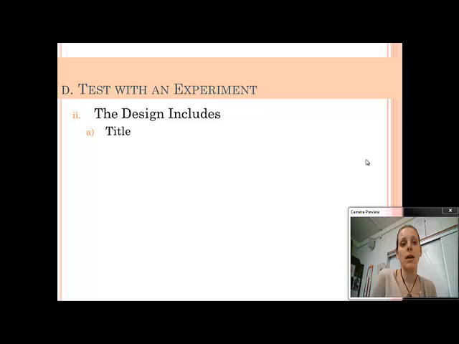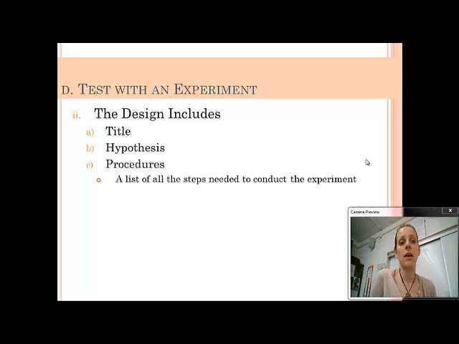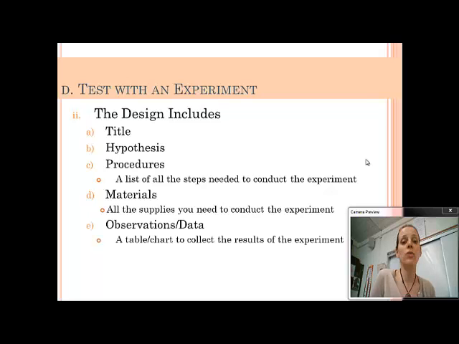So the design includes a title, a hypothesis, the procedures, a list of all the steps that are needed to conduct the experiment, materials, all the supplies you need in order to conduct that experiment, observation and data. So you're going to need tables or charts to collect the results of the experiments. And we're going to be going into a lot more detail about how to design experiments in class.